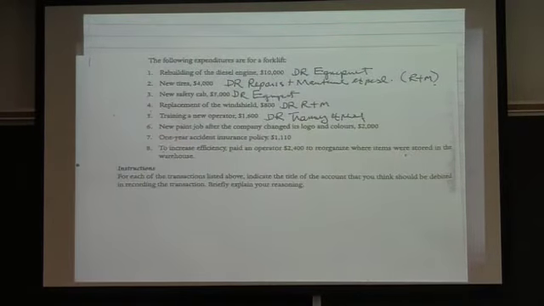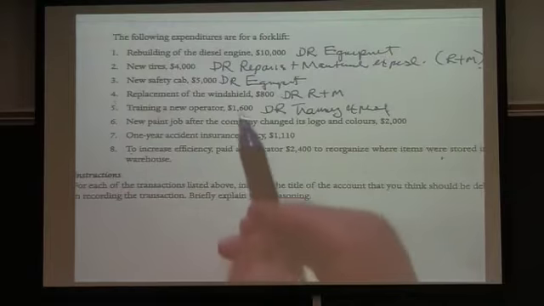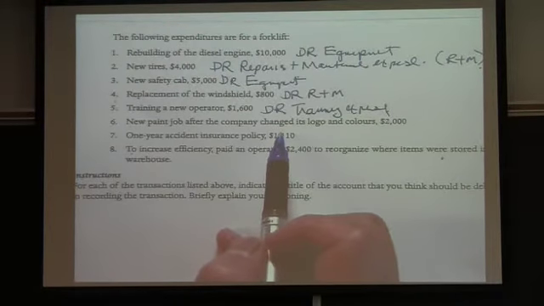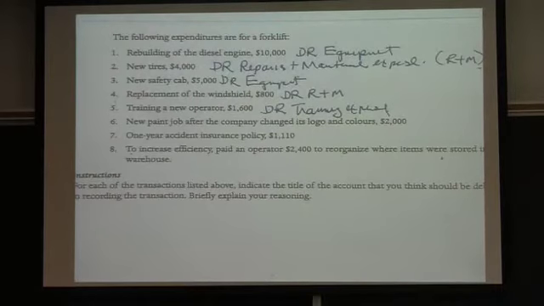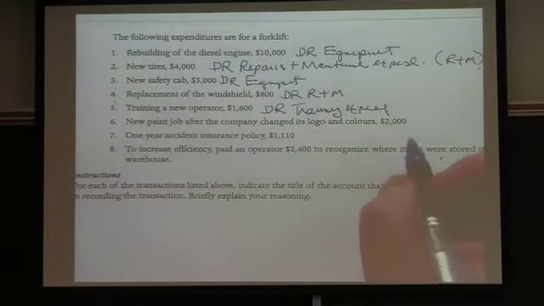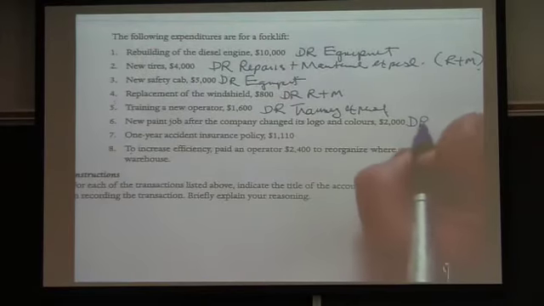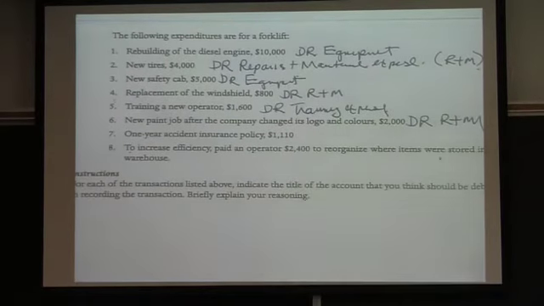How about this one? A new paint job after the company changed its logo and colors, for $2,000. Again, it's the same argument. It does not make the equipment more productive by having new paint or new colors, and does not extend its useful life. Painting, particularly if you use the forklift, is part of the normal course of business. So this should be a debit to some sort of repairs and maintenance as well.